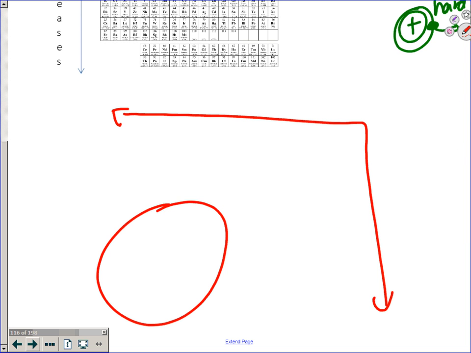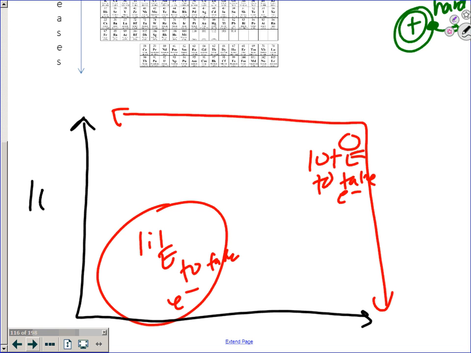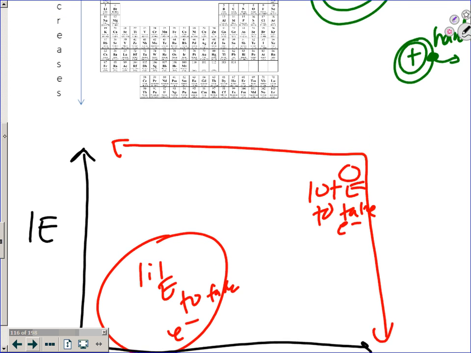Because the big atoms versus the small atoms, this one's going to require very, very little energy to take an electron. Okay? And these are going to require a lot of energy to take an electron. And that's the ionization energy. Ionization energy runs the opposite direction of atomic radius. Because it's labeled as decreases.